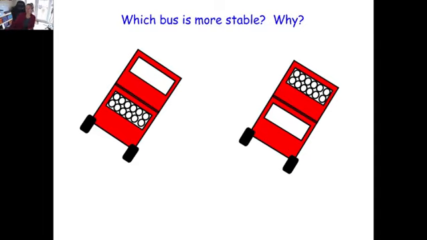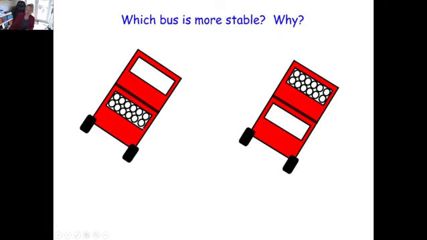Okay, so question here, which bus is more stable? One where all the passengers are sitting downstairs, or one where all the passengers are sitting upstairs? Which one would you say is more stable and why? Well, obviously the one that's going to be more stable is going to be this one, but why would that be? Well, it's all to do with the centre of mass.